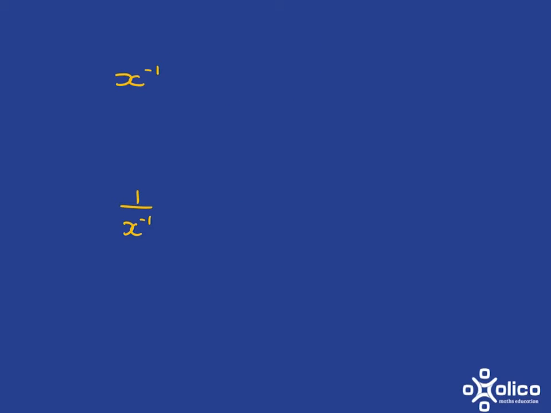Now let's get to what we really want to get to here. X to the power of negative 1. Remember that negative 1 as an exponent has nothing whatsoever to do with negatives. It is just telling you that what you have here is 1 over x. So the negative 1 in the exponent just tells you you're talking about 1 over x.